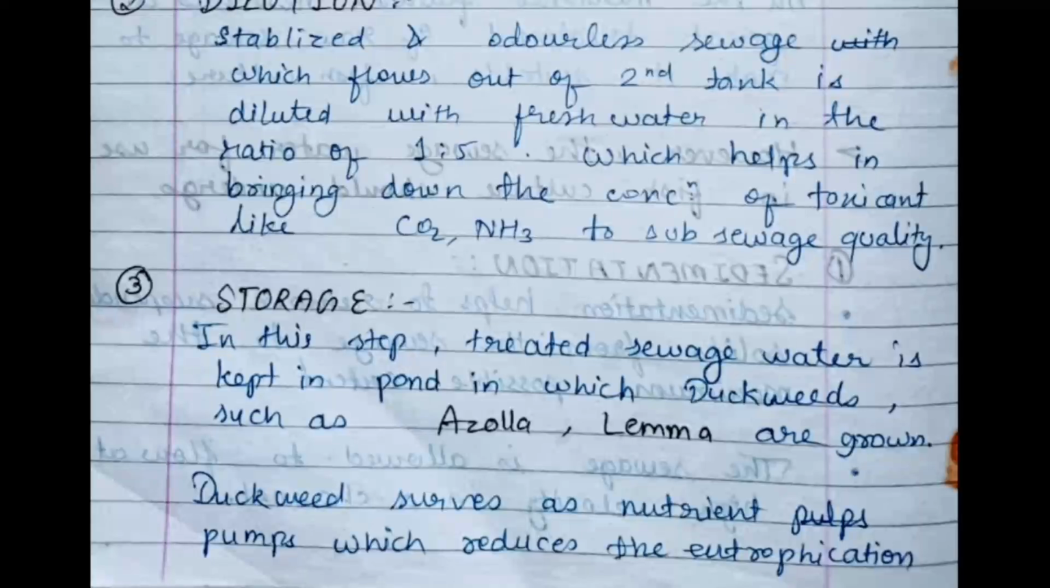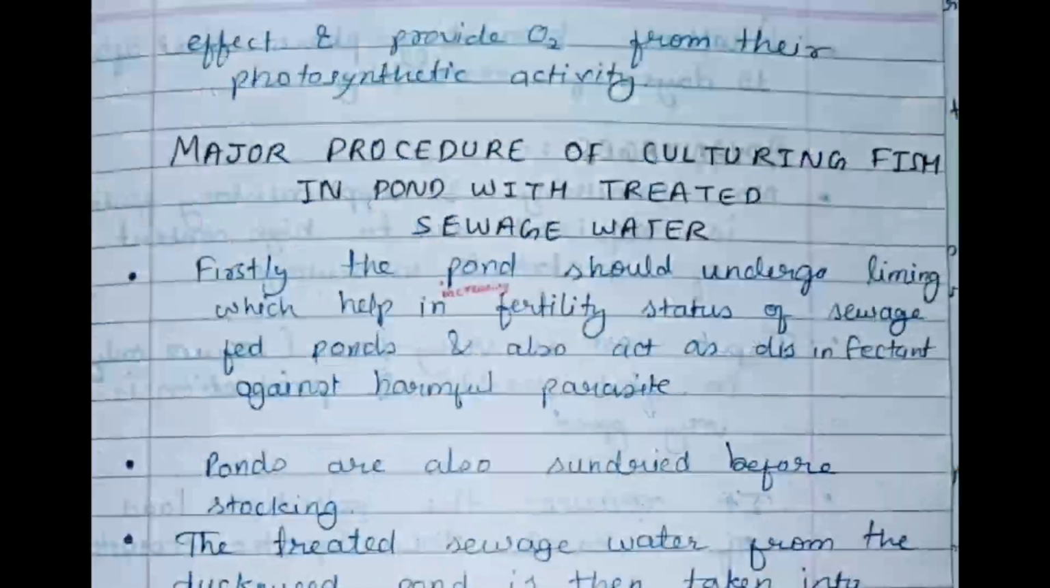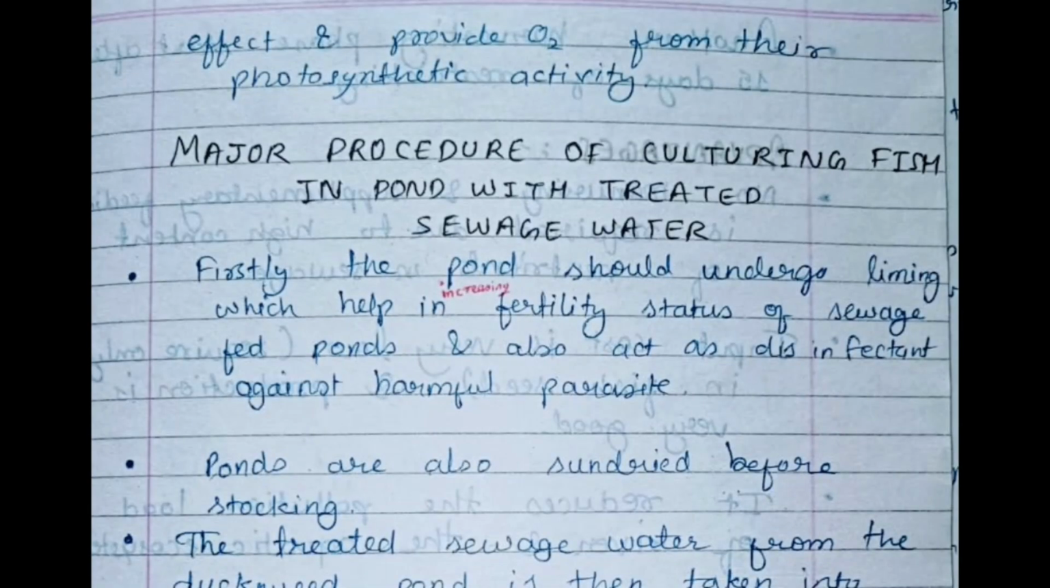In this step, treated sewage water is kept in a pond in which duckweeds such as Azolla and Lemna are grown. Duckweeds serve as a nutrient pump which reduces the eutrophication effect and produce O2 from their photosynthetic activity.